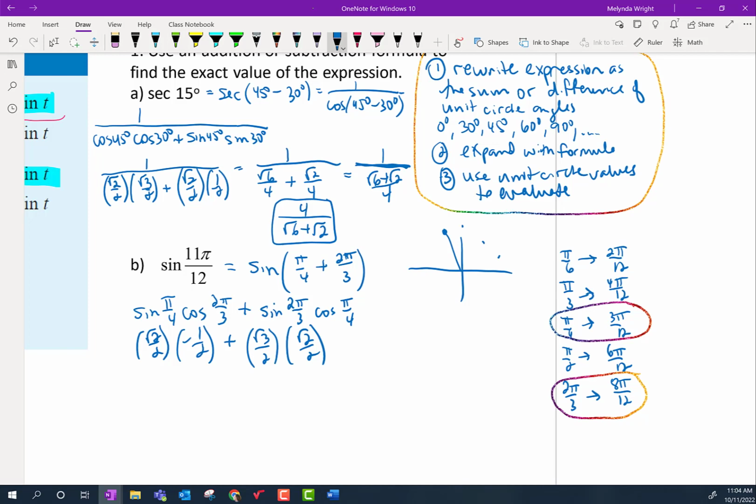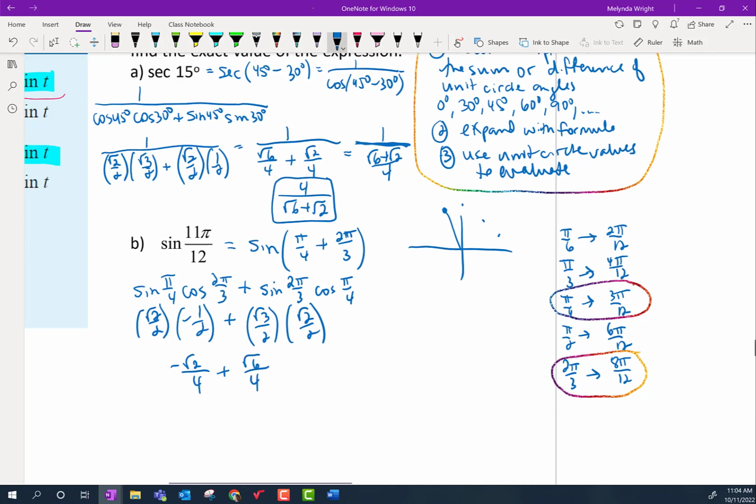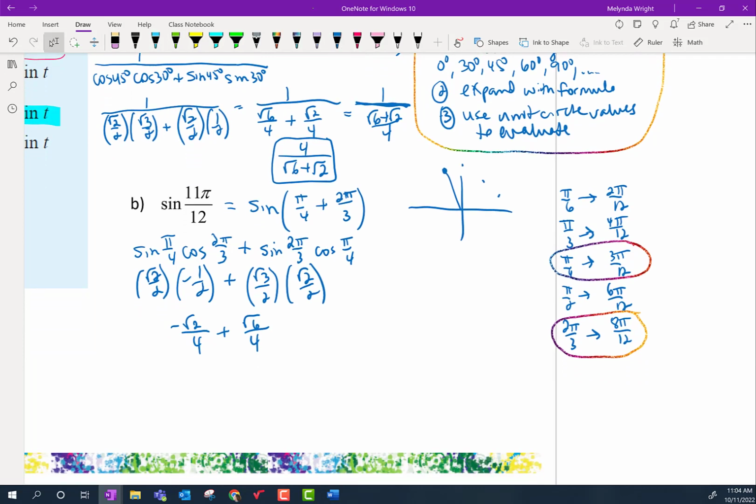Now it's just a matter of arithmetic. So root 2 times negative 1 is negative root 2. 2 times 2 is 4. Root 3 times root 2 is root 6. And 2 times 2 is 4. Now on your homework, they're going to want you to put those together into one fraction. And just to make it prettier, I'm going to put the subtraction one second. I don't think the homework matters, but I'm going to do the square root of 6 minus the square root of 2 over 4.